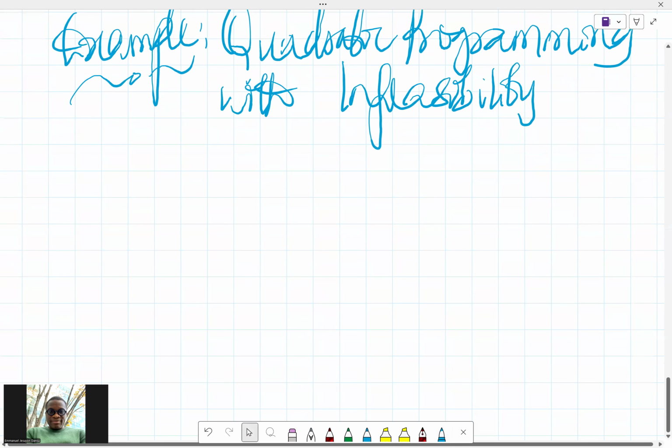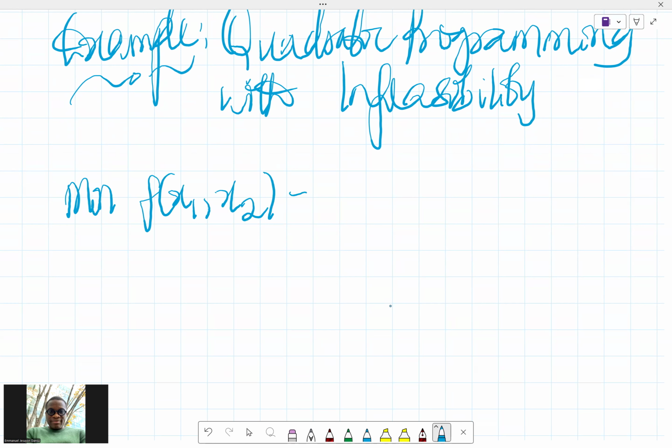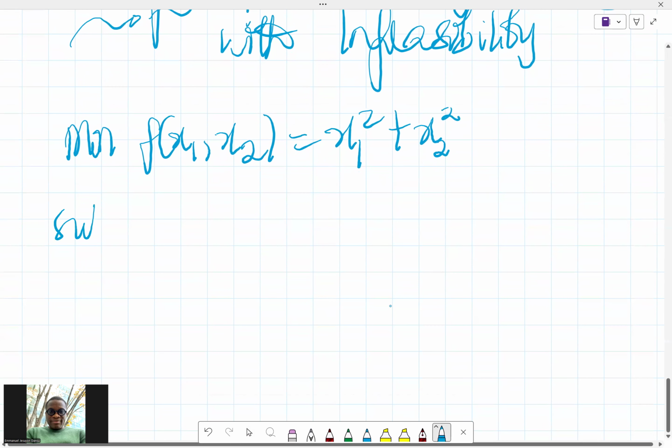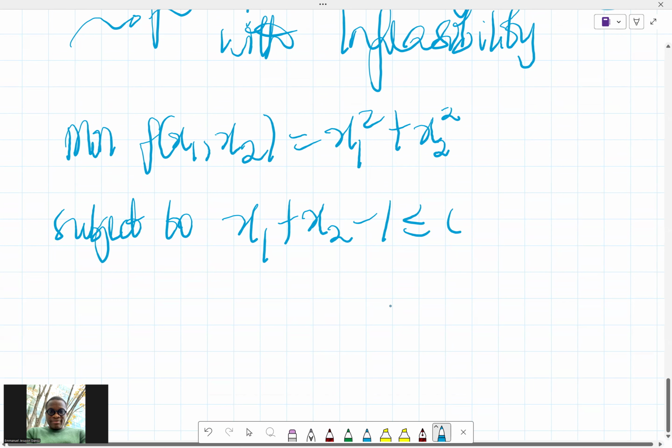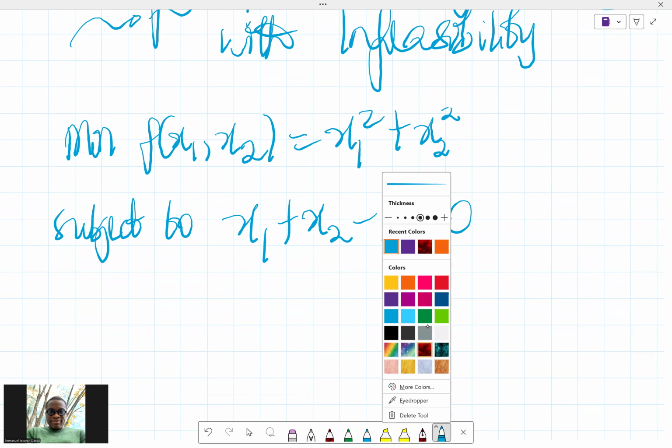Okay, so we have a question here: minimize f of x1, x2. Same objective function as in the previous video, x1 squared plus x2 squared, but now it's subject to another constraint: x1 plus x2 minus 1 less than or equal to 0, which is an inequality constraint.